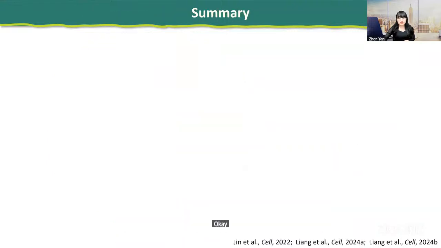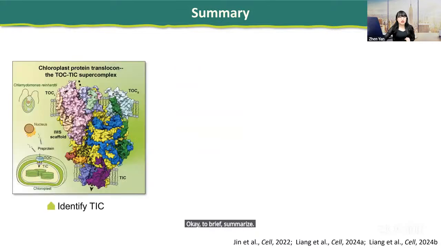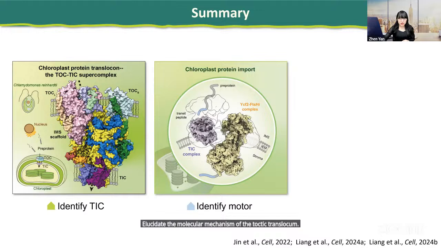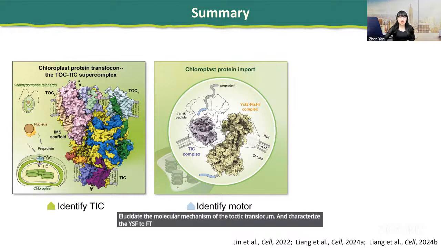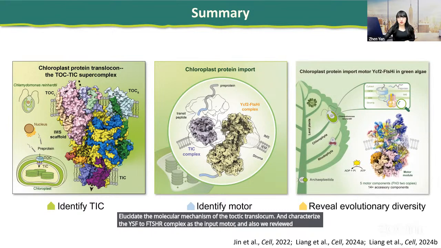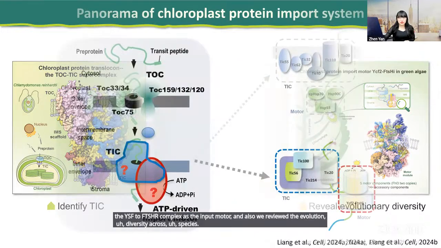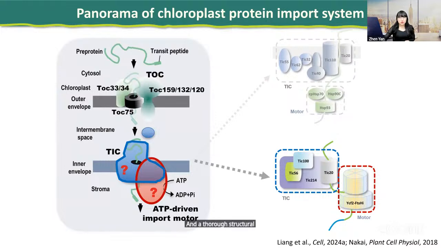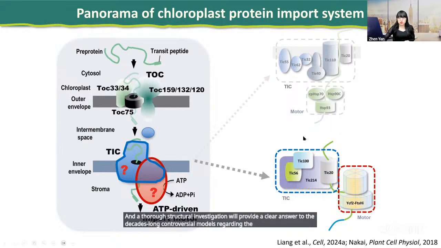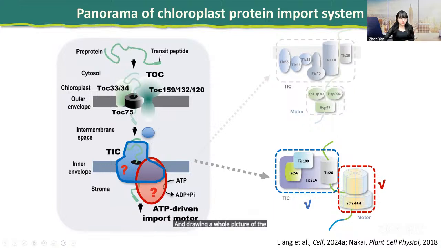Okay, to briefly summarize, we identified the composition of TIC, elucidated the molecular mechanism of the TOC translocon, and characterized the YCF2 FTSHI complex as the import motor. And also we reviewed the evolutionary diversity across species. And through structural investigation, we provide a clear answer to the decades-long controversial models regarding the translocation machineries and draw a whole picture of the chloroplast protein import process.